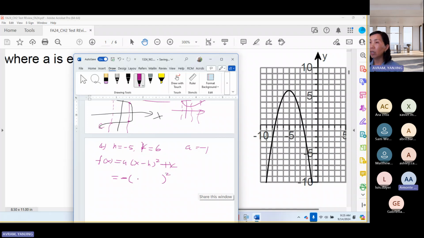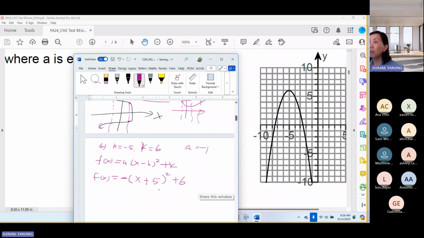All right, so X minus H. H is -5. So this will become what? Positive, +5. Yeah, +5. And then plus K, and so 6. Plus 6. Yeah. All right, so look at it. This is this kind of equation.